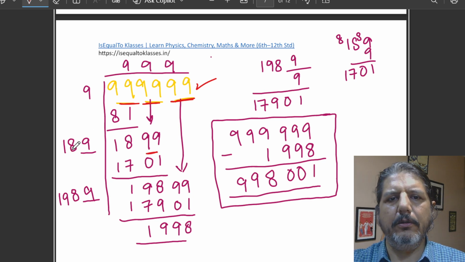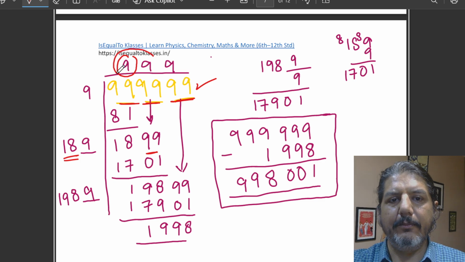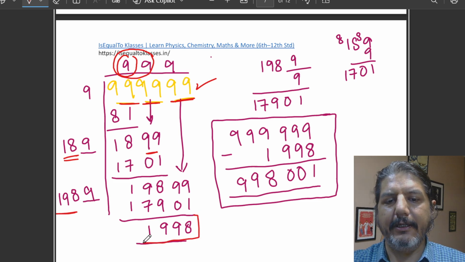Then I took the double of this number 9, so it is 18. Then there's a blank space. 9 nines are 81, 99. Then I took the double of this number 99, which is 198. There's a blank space, and then I got the remainder as 1998.